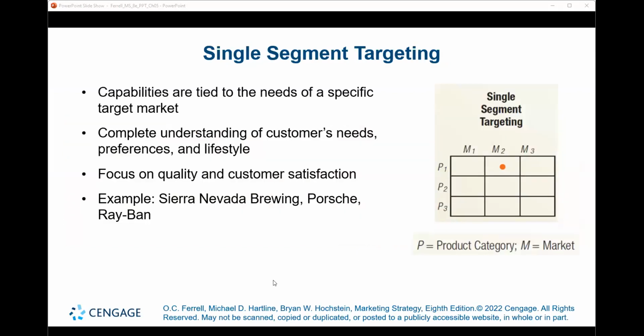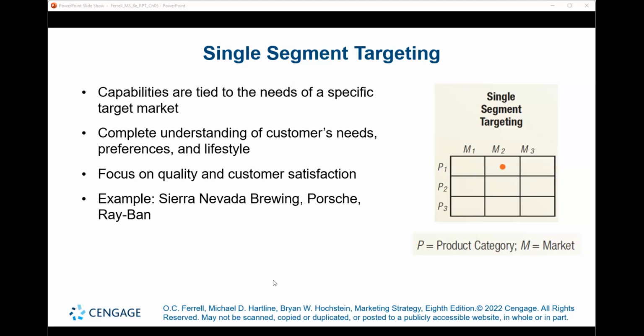The first is a single segment target. This is where all of your capabilities are tied to the needs of one specific market. This is the true specialist, all right? You have a complete understanding of your customer needs and their lifestyles.